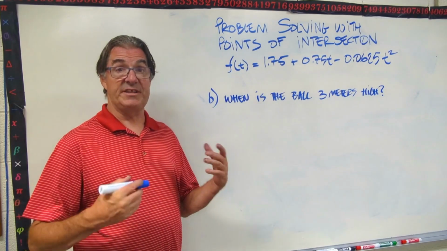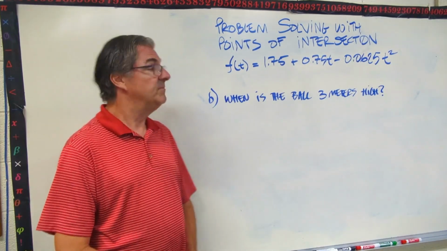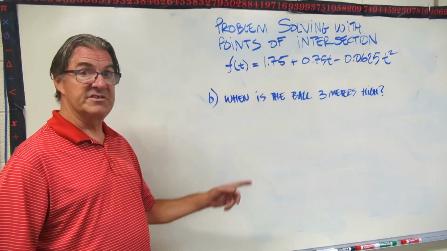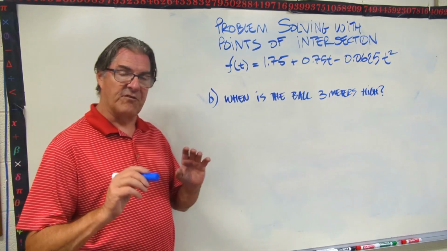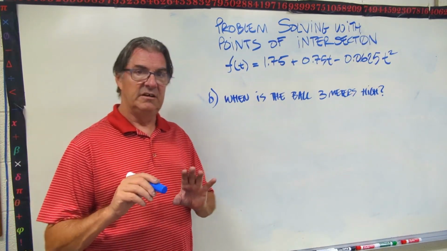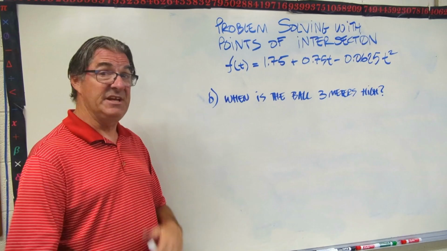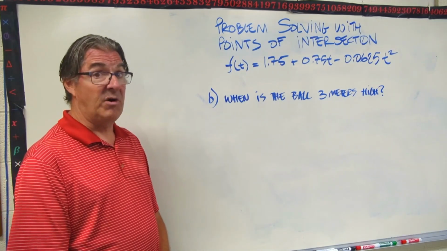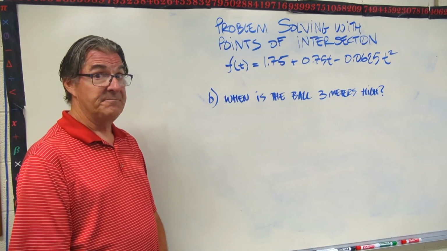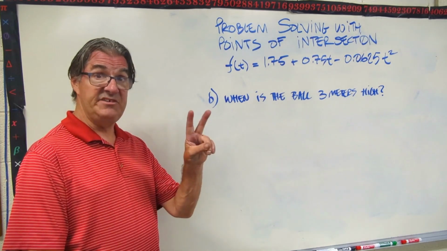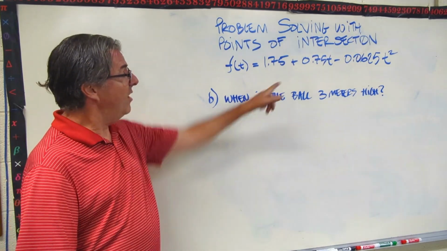All right, let's take a look at the B part of this word problem. When is the ball 3 meters high? Now, I want you to think for a sec. How many times in its path is the ball 3 meters high? If you said twice, you're right, because the ball is thrown.